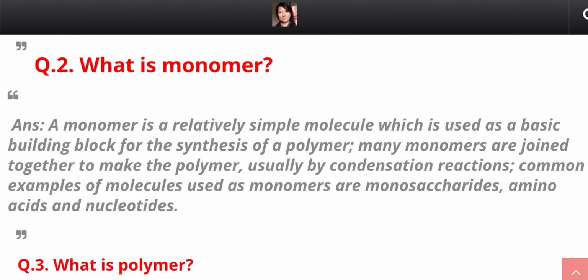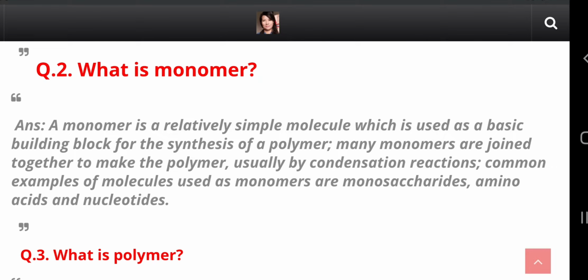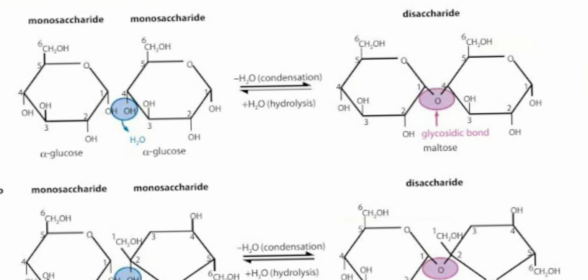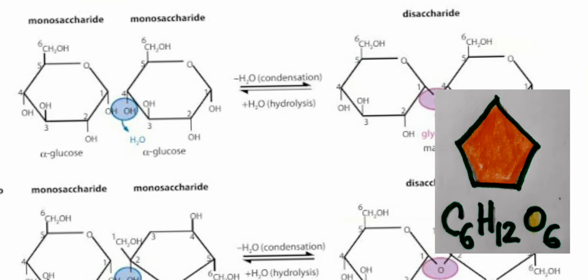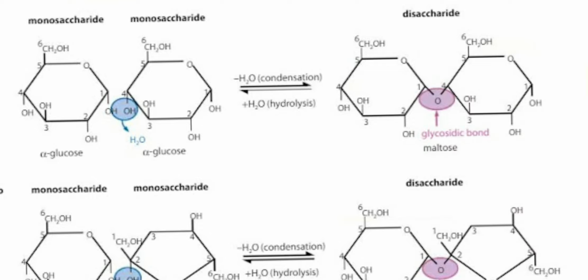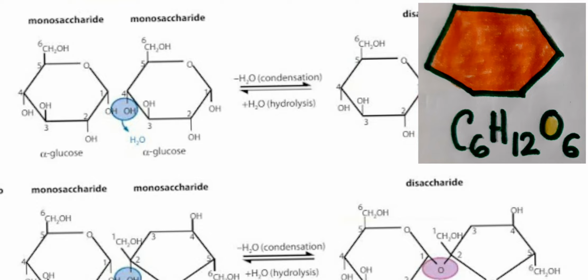What is a monomer? A monomer is a relatively simple molecule which is used as a basic building block for the synthesis of a polymer. Many monomers are joined together to make a polymer, usually by condensation reactions. Common examples of molecules used as monomers are monosaccharides, amino acids and nucleotides.